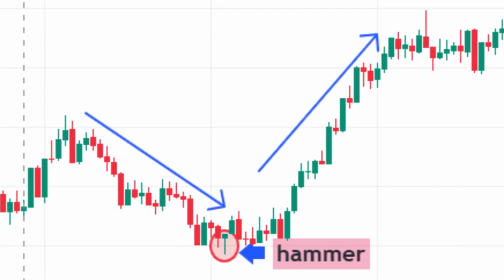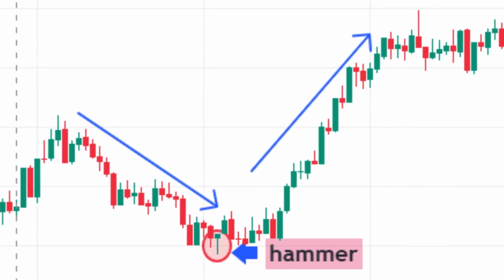So this candlestick can be in either color. It can be in red or in green, or it can either be bearish or bullish. So the long lower shadow suggests that sellers pushed the price lower, but buyers stepped in to push it back up. This indicates potential buying pressure, hinting that the downtrend may be losing momentum.